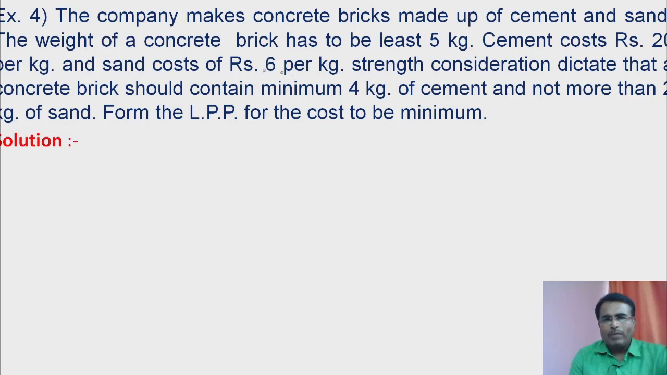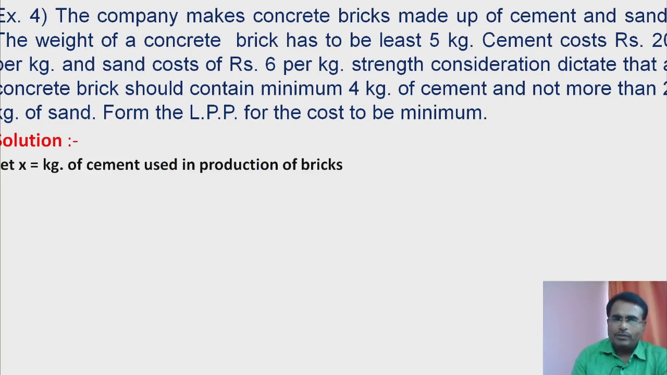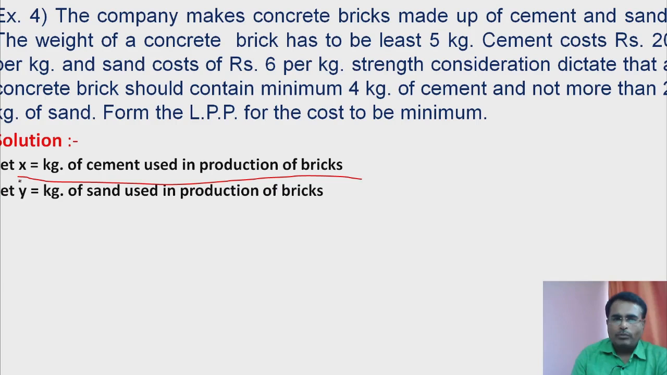So, let us see one by one what information is given here. To form this LPP again, we need to consider some decision variables. So, let X denote kilograms of cement used for production of 1 brick and let Y denote kilograms of sand used for production of 1 brick. So, X and Y denote cement and sand used in kilograms for production of bricks.